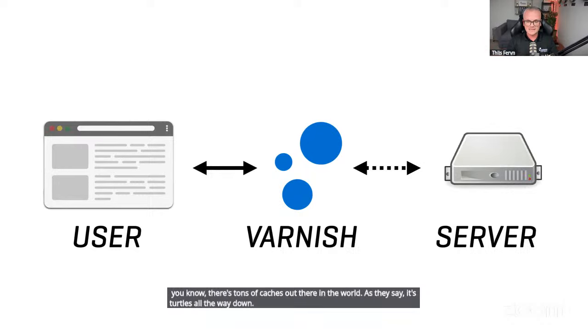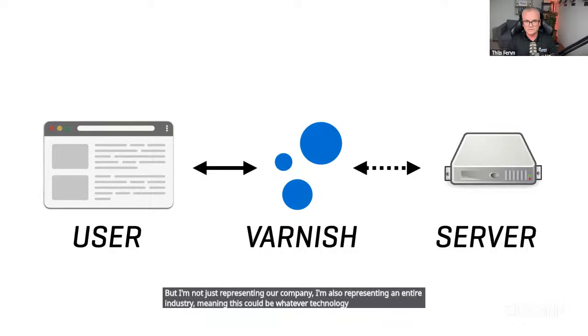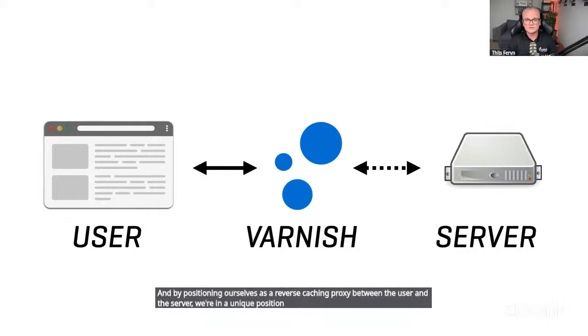Well, the type of caching I'm going to talk about and that we offer is under the form of a reverse caching proxy. I used a little bit of a logo here and a text calling it Varnish, but I'm not just representing our company, I'm also representing an entire industry, meaning this could be whatever technology that you want that supports HTTP and thus caching. We don't have the monopoly on them, so to speak, but we are really good at accelerating them. And by positioning ourselves as a reverse caching proxy between the user and the server, we're in a unique position to offer 2 main benefits. It's quality of service and quality of experience.